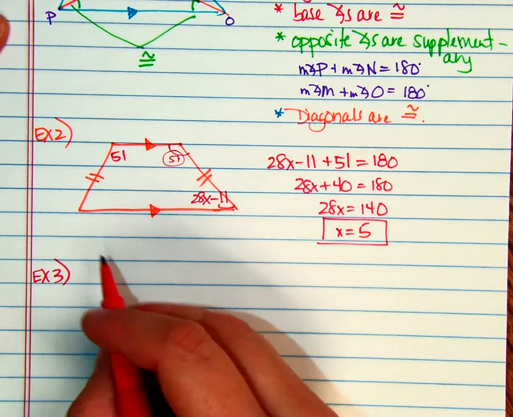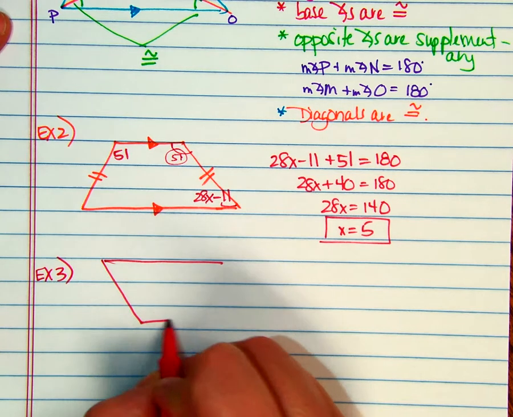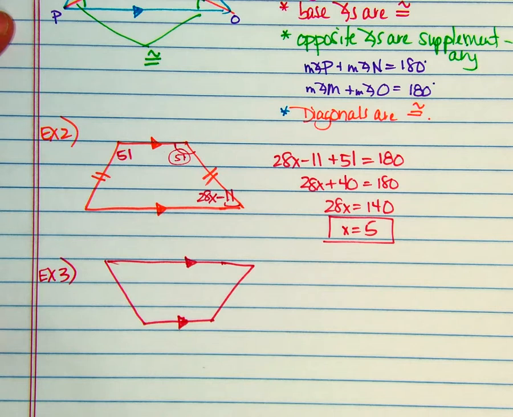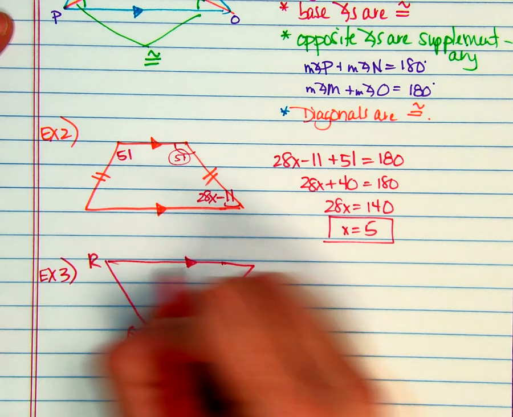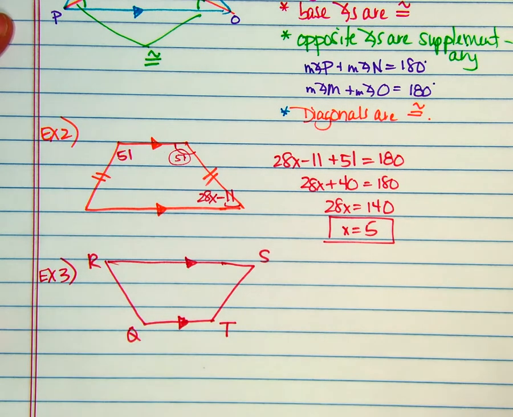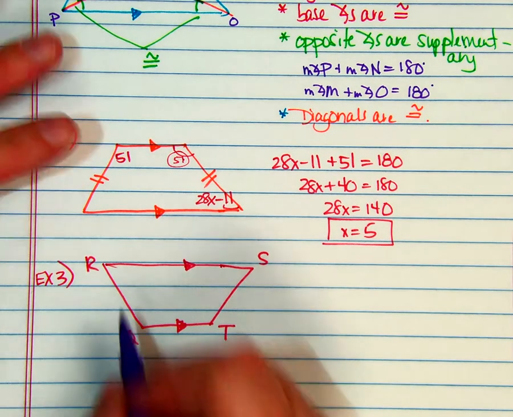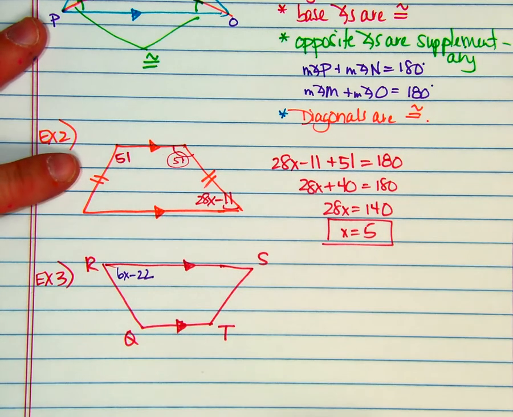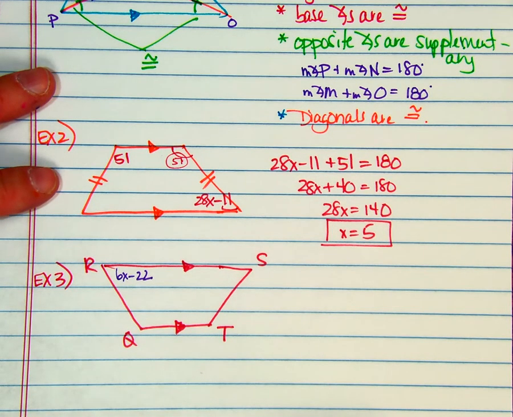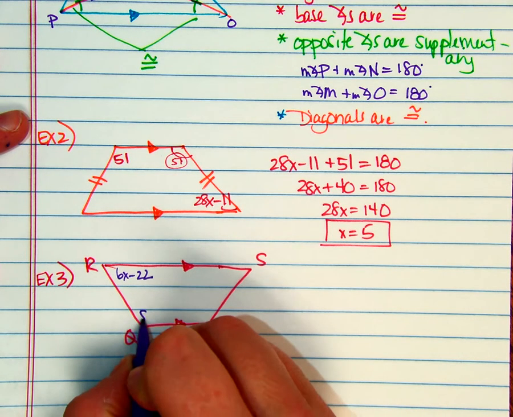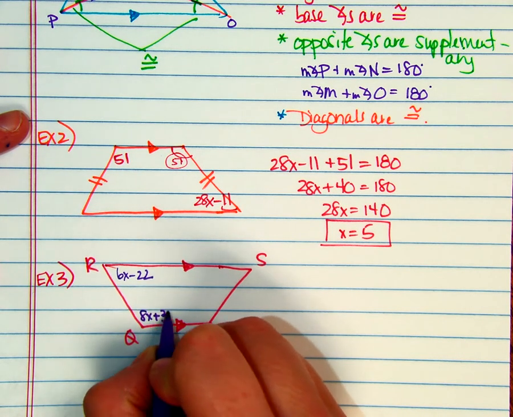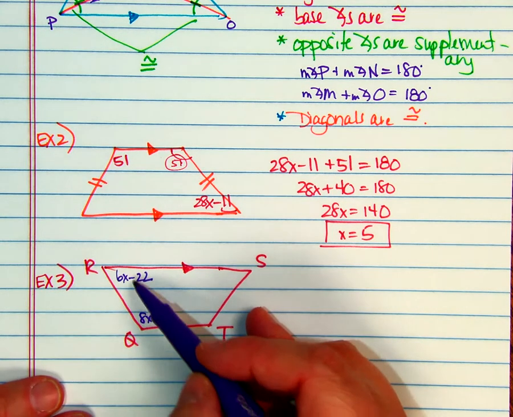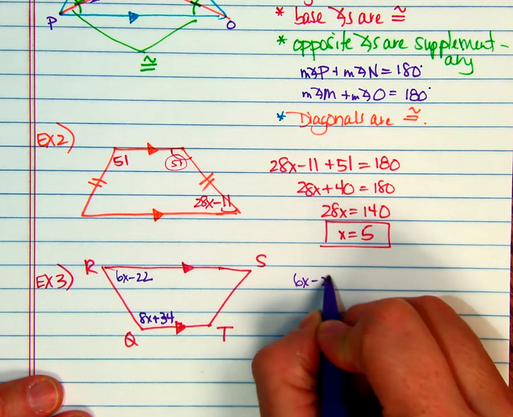Let's say we have a trapezoid. I'm going to purposely make this upside down. We're still going to have parallel sides. We have Q, R, S, and T. And I know that this angle is 6x minus 22. And this is going to be 8x plus 34. So these are not opposite angles, but because they are parallel lines, we still know that these are consecutive. That means we can set them equal to each other.